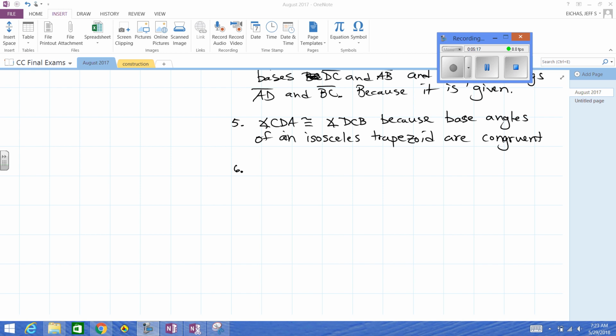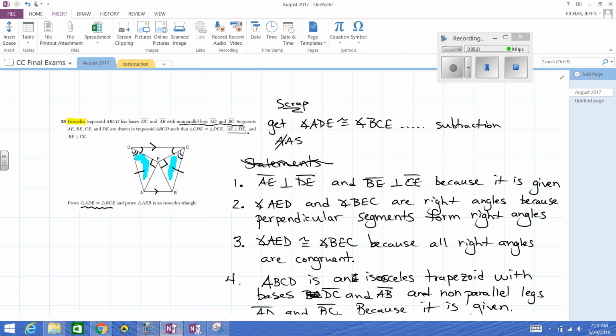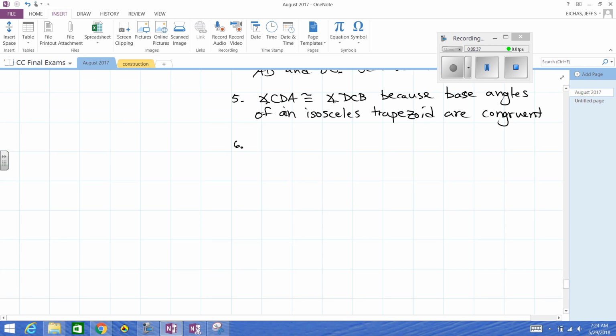So next part is what we're going to end up doing, if we go back up for a second, is we're going to end up taking these big angles here, subtracting off the congruent pieces, okay, and then what's left will be these two right here, which is what we needed. Okay, so let's go through that process. Let's see, angle CDE is congruent to angle DCE. That's because it's given.